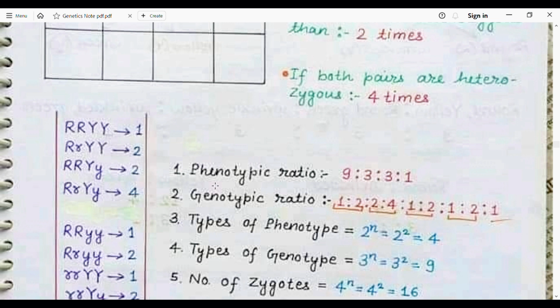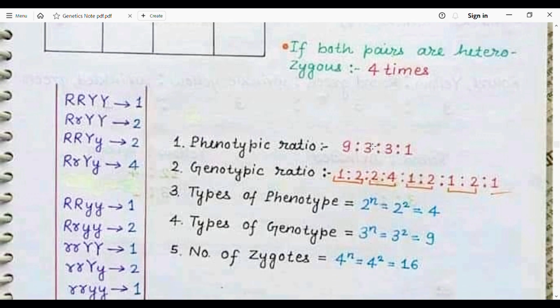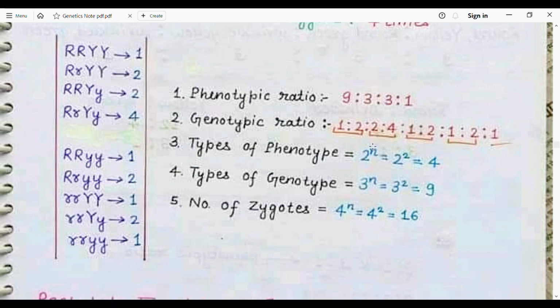So we can say that the phenotypic ratio is 9:3:3:1, while the genotypic ratio is 1:2:2:4:1:2:1:2:1. So it is also equal to 16. So the types of phenotypes, 2^n = 2^2 = 4, and the genotypes, 3^n = 3^2 = 9, and so we can say the number of zygotes, 4^n = 4^2 = 16.